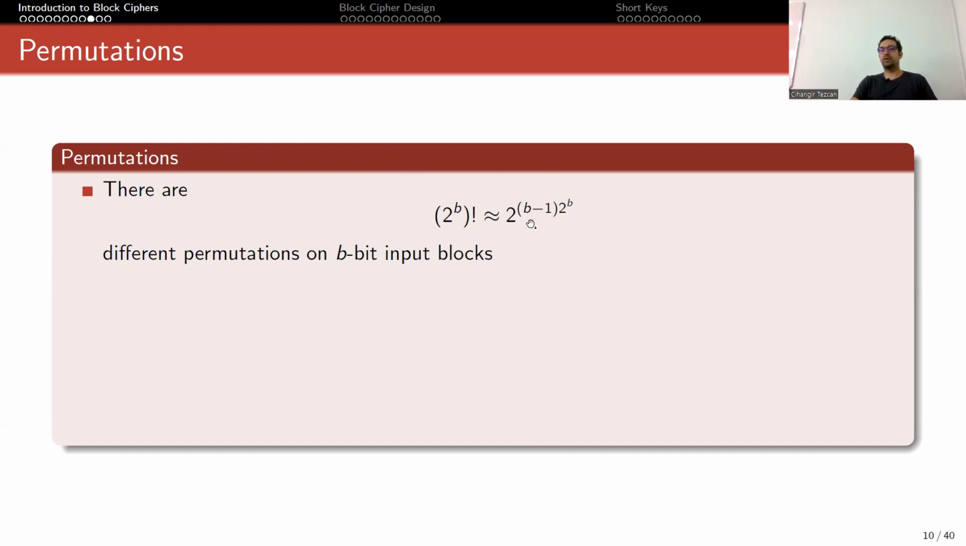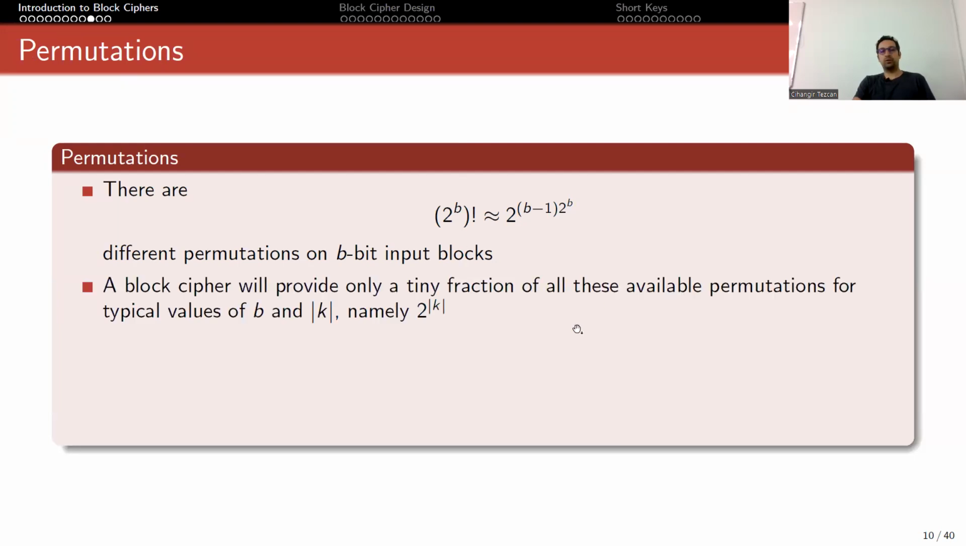Just imagine B equals 128, right? 2 to the power of 2 to the B is a huge number. So there are a huge number of permutations, but when you design a block cipher and when you choose a key, you are actually choosing a small set from this huge set, okay? So a block cipher will provide only a tiny fraction of all these available permutations for typical values of B and K, namely 2 to the K. So 2 to the 128 is a very small number compared to 2 to the 2 to the 128, right?